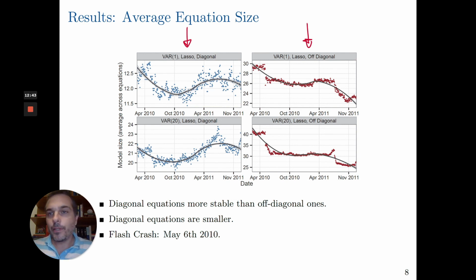So you see here that although we have a problem with thousands of parameters, the size of the equations is pretty small. If you have a VAR1 as a model, or if you have a bigger model, a VAR20, that's a huge model, still you have around 20 parameters. So it's a pretty parsimonious model that you have at the end of the day, and this does not change much, right? Here we are oscillating between 11.5 and 12.5, here from 20 to 24, which is not a huge difference.